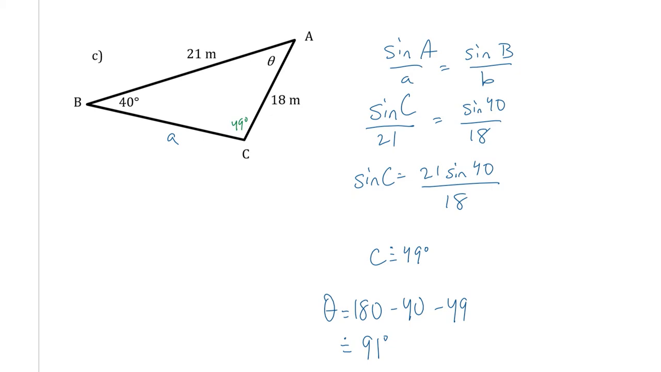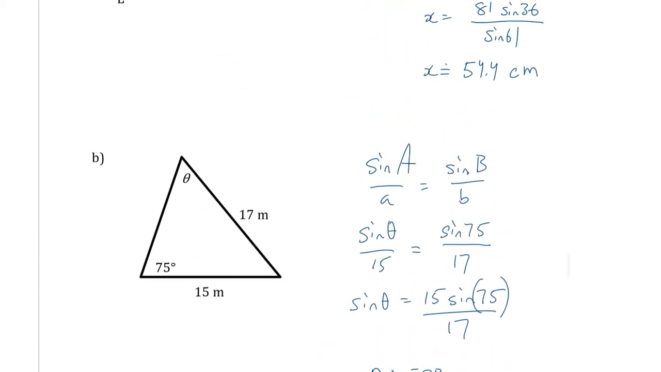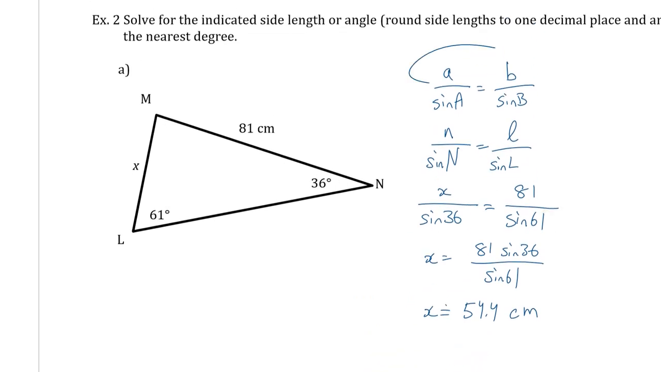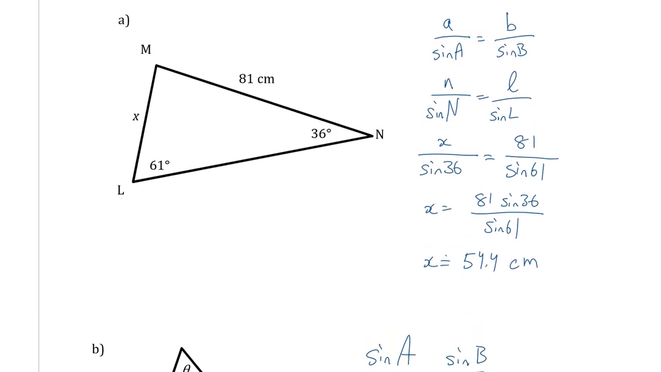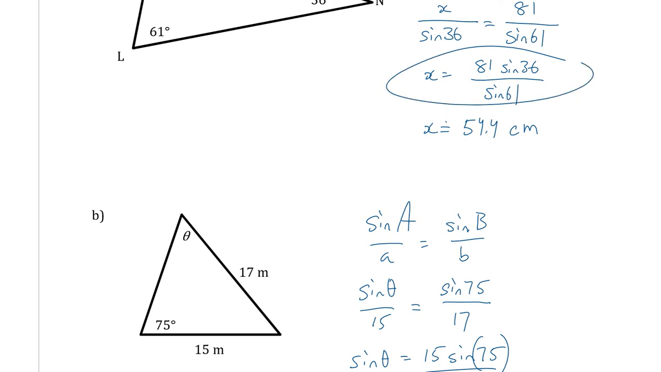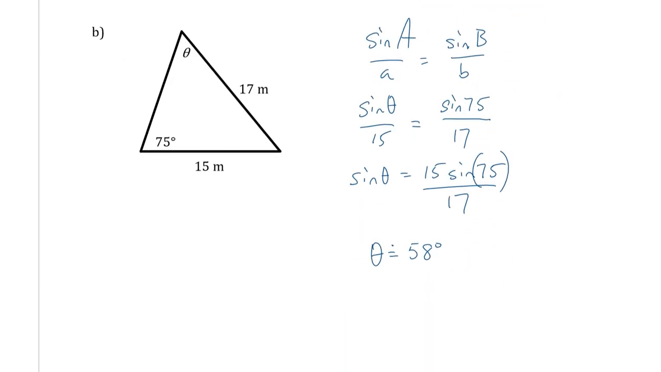You want to start with the right law. If I'm looking for an angle, I want angles on top. If I'm looking for a side length, I want side lengths on top. I do one step to rearrange, and then you've got to know how to put it in your calculator. So those are all the most important things about this.